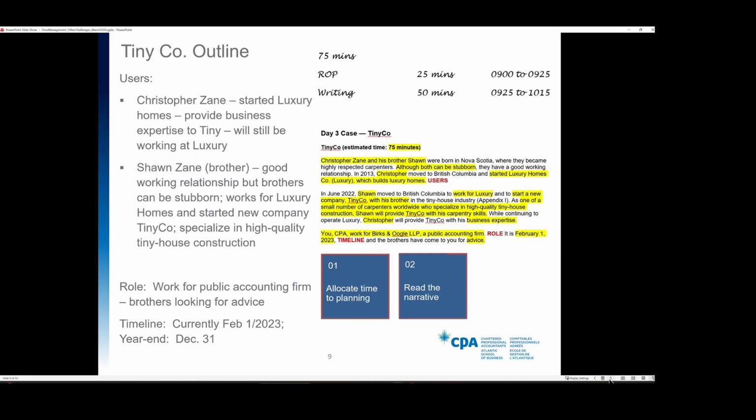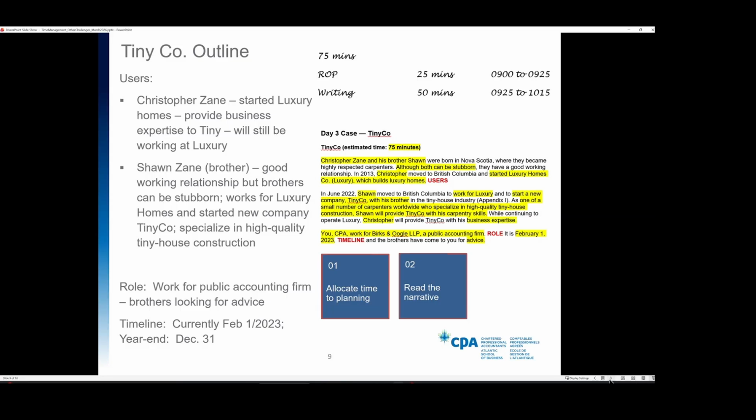So let's spend some time creating an outline for the day 3 case, TinyCo. Throughout this process, I'm going to go through the 9 steps of the planning process as CPA Canada recommends. You're going to notice on your screen that I have information from the case. For illustration purposes only, I've highlighted the relevant case facts. I've also included in bold, in red, where that information would fall in my outline.